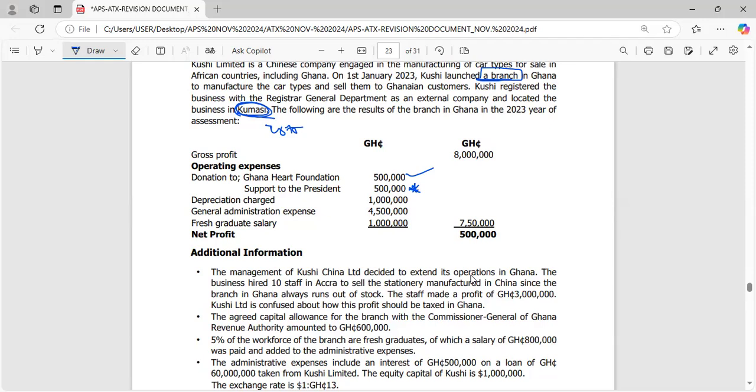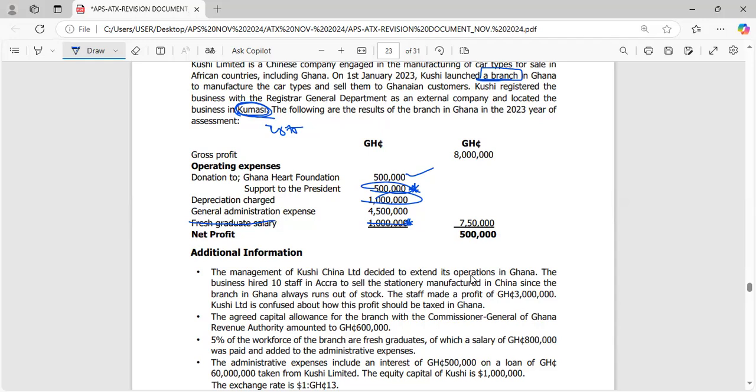Why are you donating to the presidency, for what? You want to win government favor. Forget it. So this one, you cannot deduct. We disallow this one. We disallow depreciation. Now there are some small changes we have to make on this question. The last item is supposed to be off. Fresh graduate salary, the 1 million is a wrong addition.